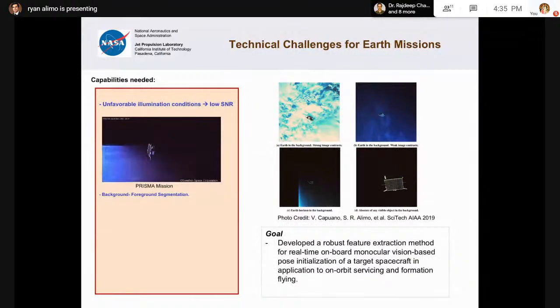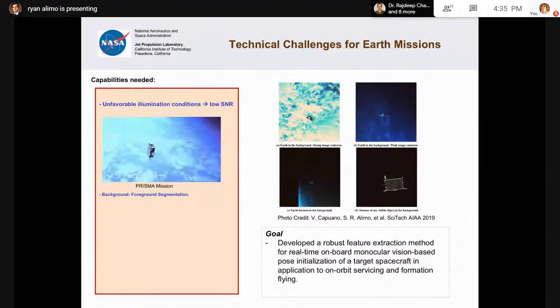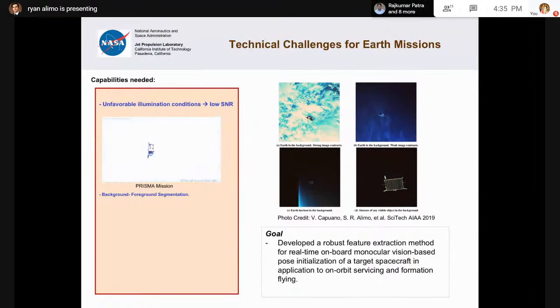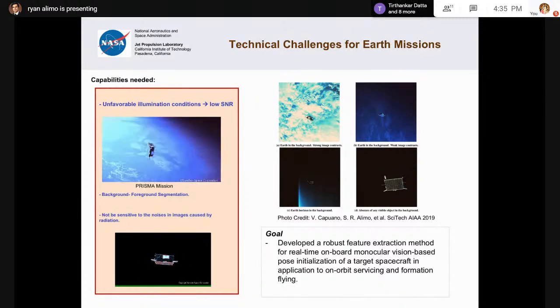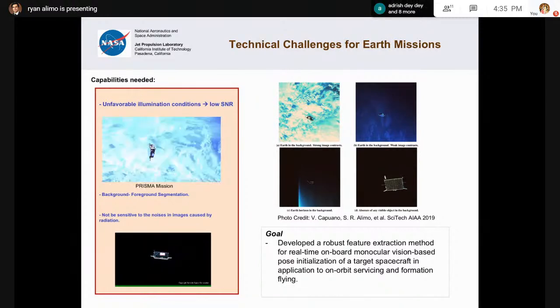The main challenges that we see in computer vision in space are unfavorable illumination conditions and low signal to noise ratio. So this is the Prisma mission. You see that suddenly after some frames, the whole situation is going to be different. The other challenge, which is different from the problems we have on Earth, is background and foreground segmentation, as well as noise in the images, even from the cameras. That makes the problem of detection harder, because each image has different sorts of noise.